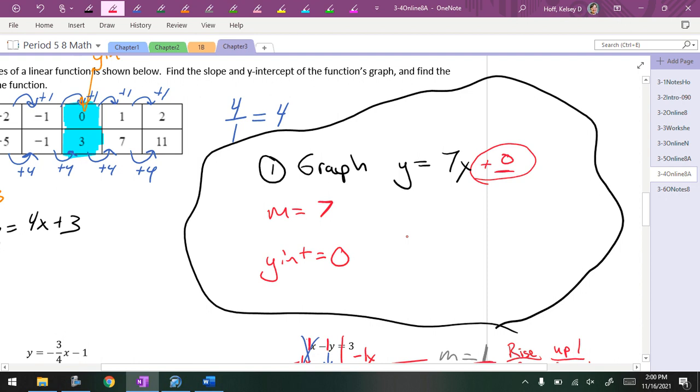y equals 7x. So where are you going to start? If I was going to graph this, where are you going to start? 0, 0. Then what would you do? Up 7 and right, how far? 1. Remember, it's really over 1. You would count up 7, right 1, and draw your line.